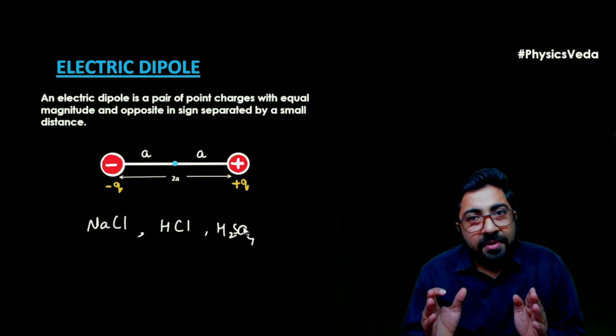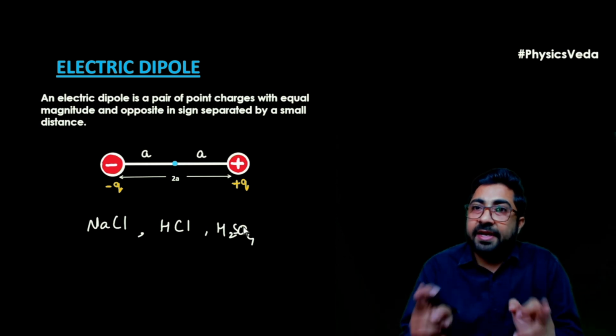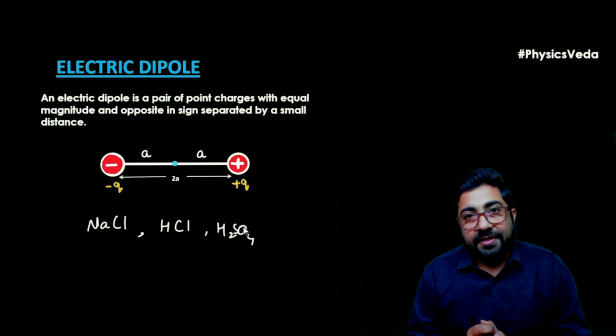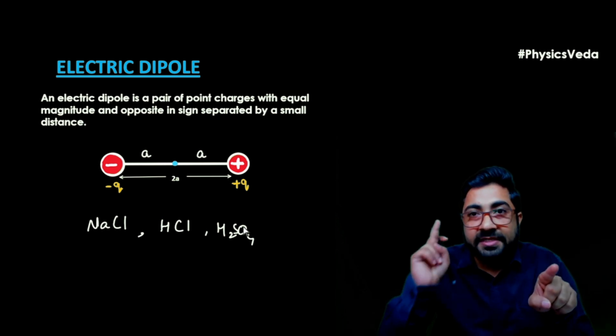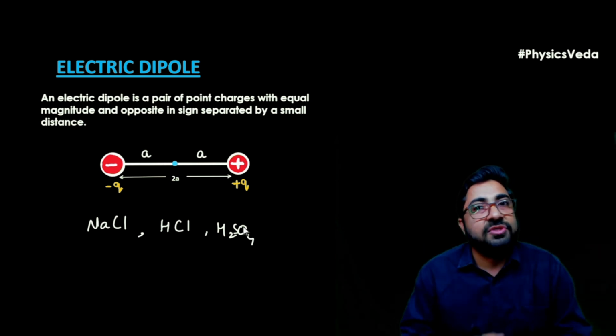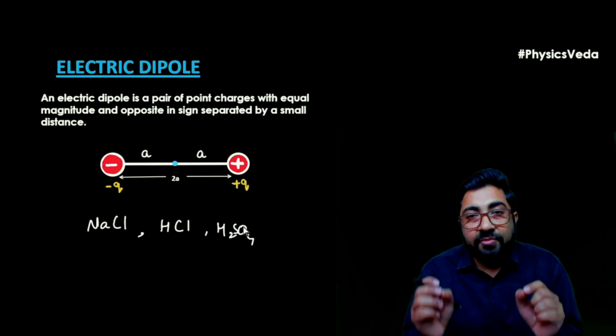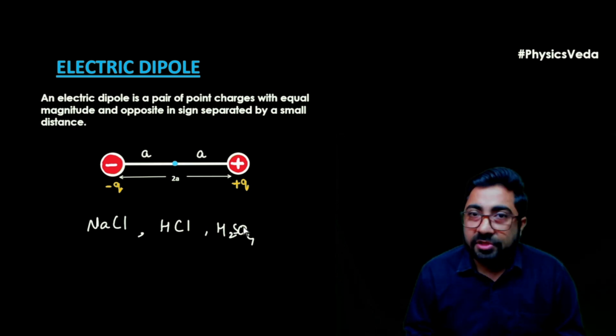So the system having two equal and opposite charges, but the condition is that the center of positive charge and the center of negative charge does not coincide. तो ऐसे सिस्टम को हम इलेक्ट्रिक डाइपोल सिस्टम बोलते हैं.